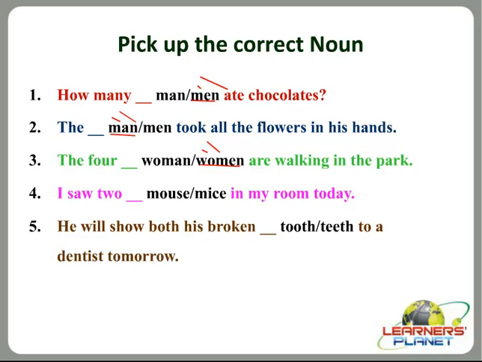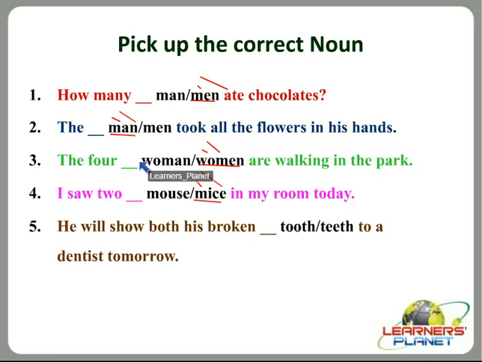Next, I saw 2 dash in my room today. 2 means more than one. And which is the plural one? Mouse or mice? Mice. So, I saw 2 mice in my room today.